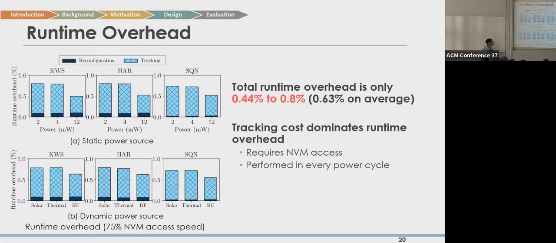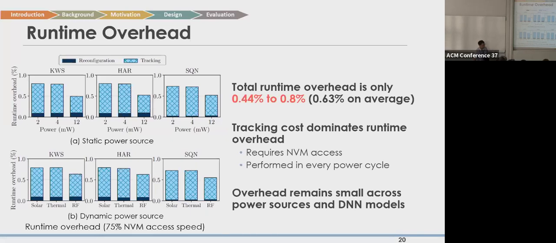And here we can see the tracking overhead dominates the overall overhead because it requires NVM access. It writes data and reads data from it, and it is performed in every power cycle. Anyway, overall, the overhead is still small in all conditions.